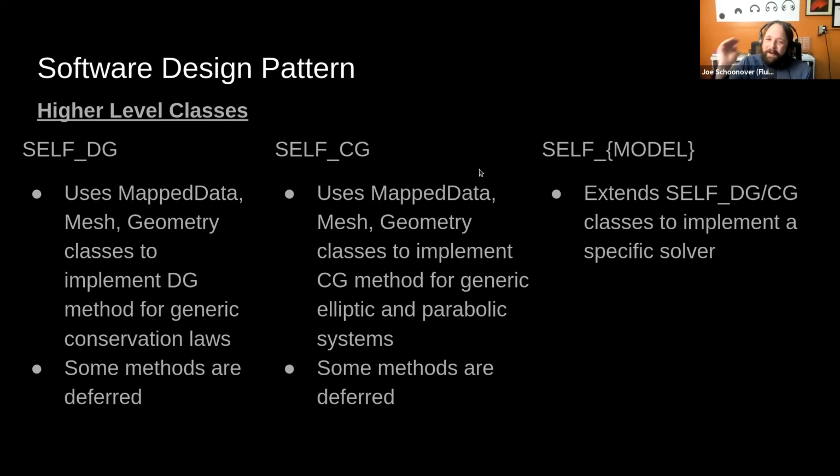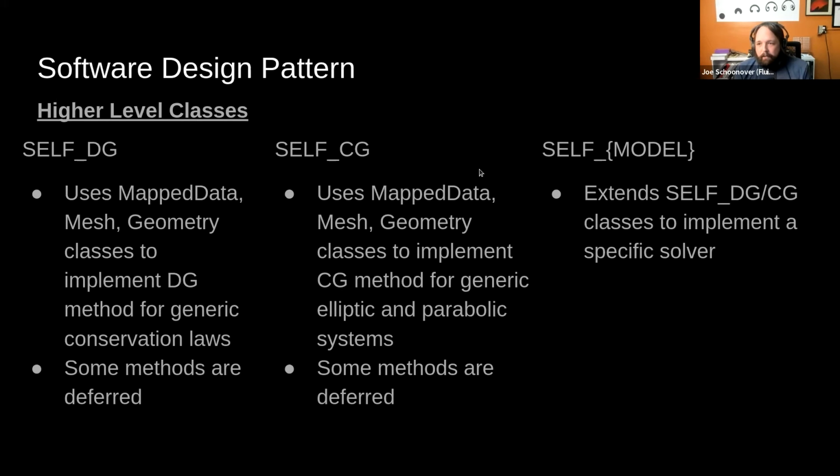And then you have one more level above all that to really tie it together for someone who is a scientist and knows the conservation law they want to solve, and really just wants to say, here are my prognostic variables, here are the conservative fluxes, here's my Riemann solver, go ahead and integrate. So we have what's called a self DG class. Again, it ties together that map data and the mesh geometry to implement discontinuous Galerkin methods for conservation laws.